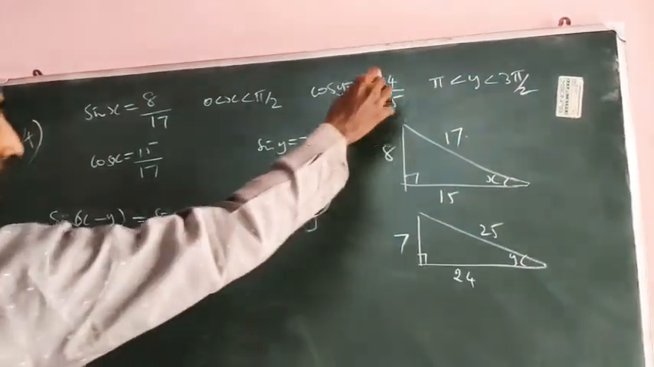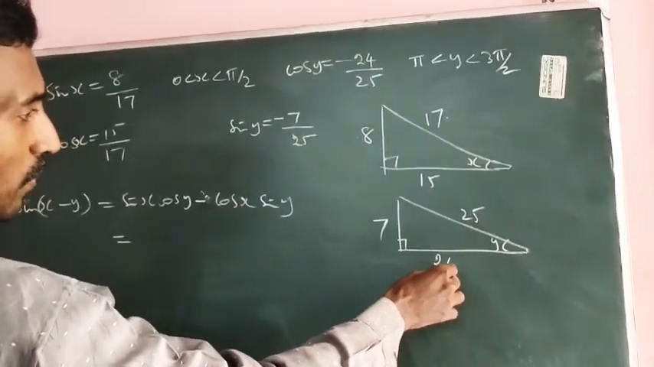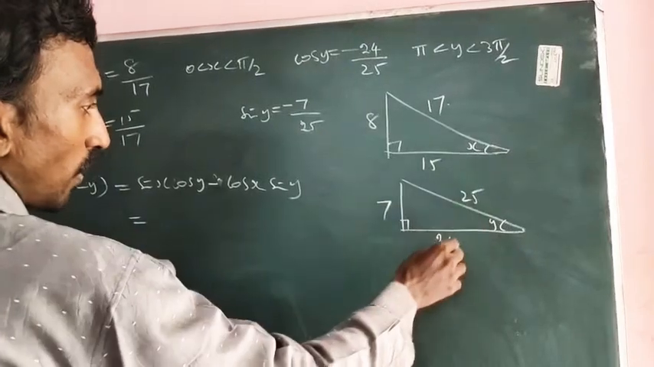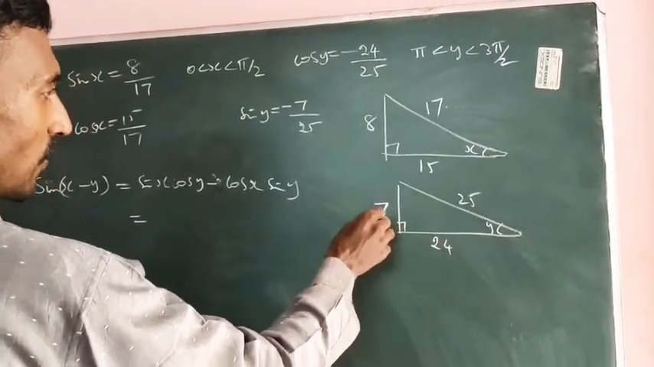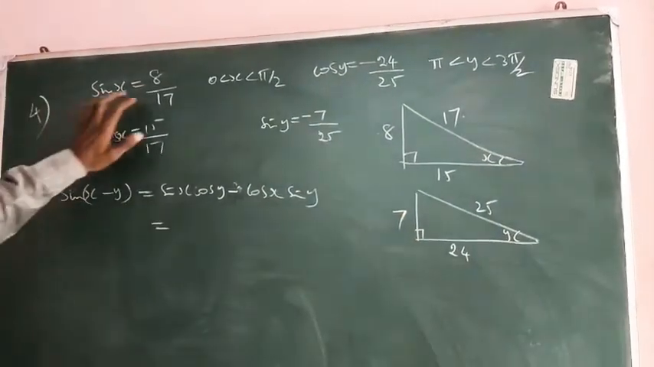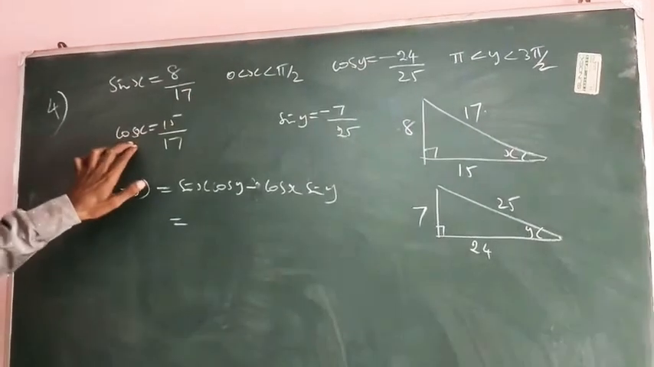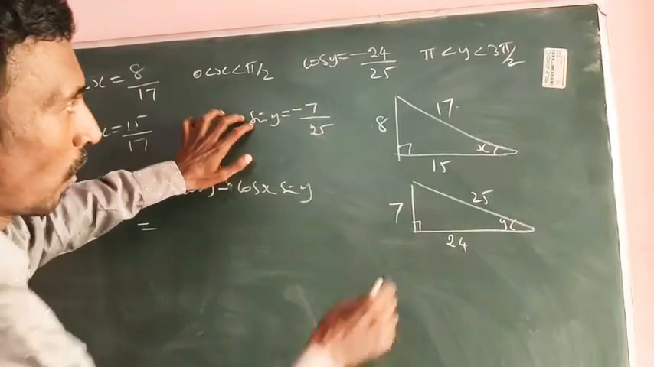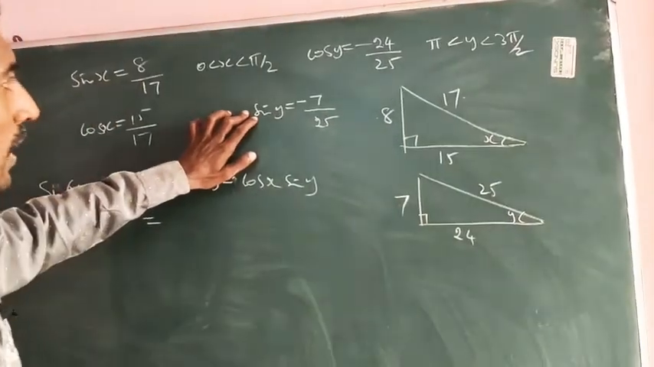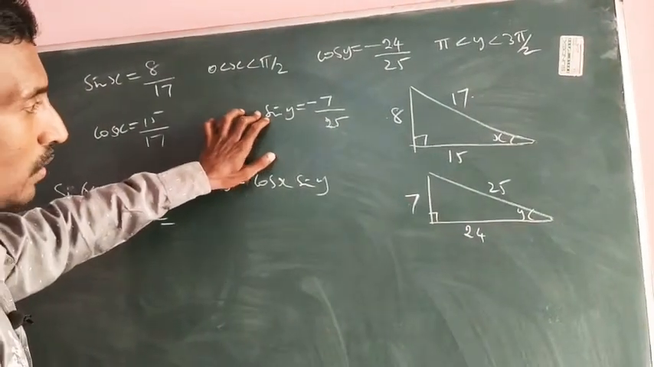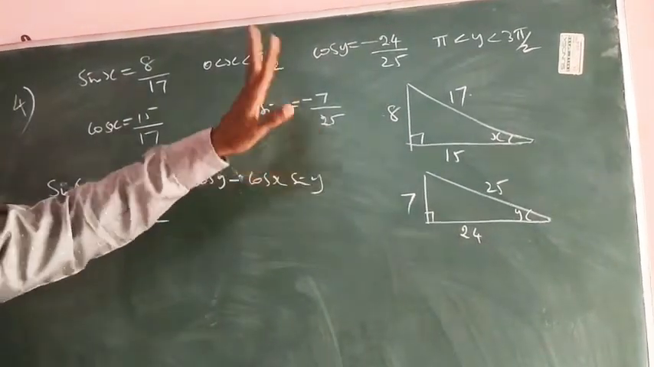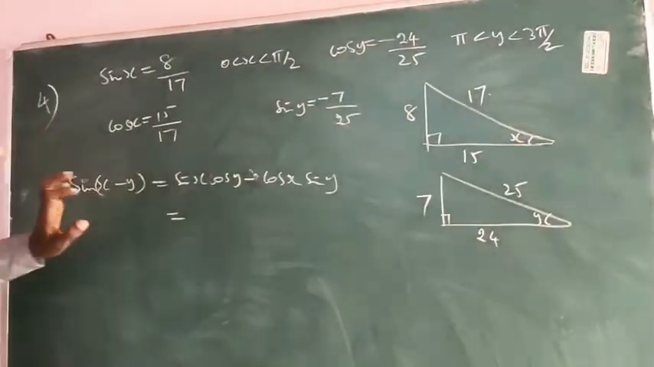Okay. Similarly, cos means adjacent side by hypotenuse. So we need the opposite side, root of 25 square minus 24 square. So we are getting 7. So first one, first quadrant, therefore cos x is positive, 15 by 17. Second one, third quadrant, sin and cos both negative. So we are putting minus 7 by 25. So be clear with the sign. Depending upon the quadrant, the sign will change.